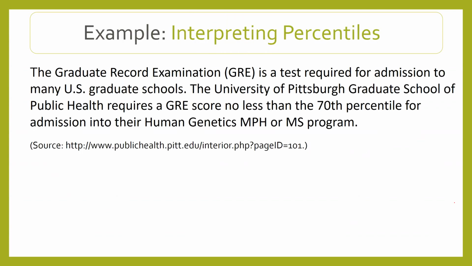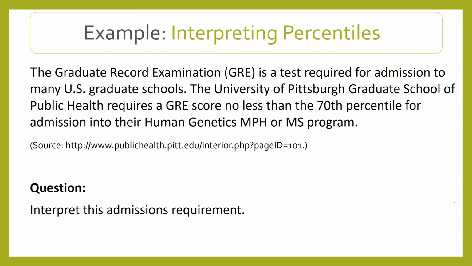The Graduate Record Examination, GRE, which I just talked about, is a test required for admission to many US graduate schools, and even beyond the US, in some other countries too. The University of Pittsburgh Graduate School of Public Health requires a GRE score not less than the 70th percentile for admission into their Human Genetics MPH or MS program. All right. Interpret this admission requirement.